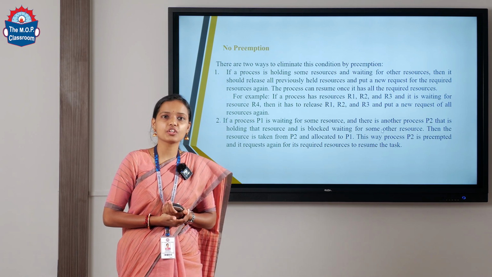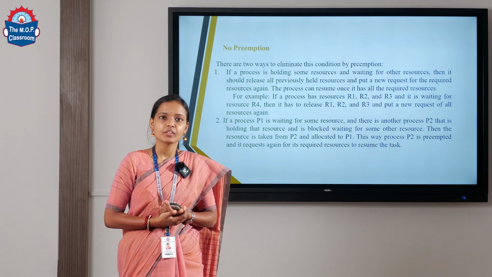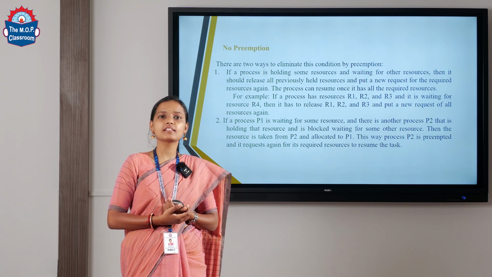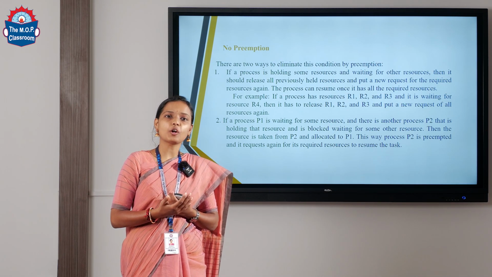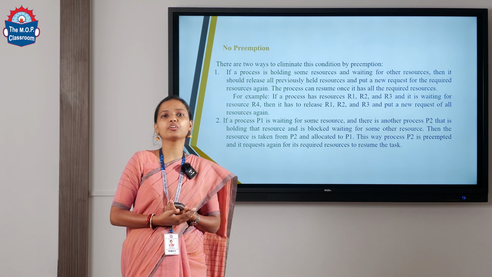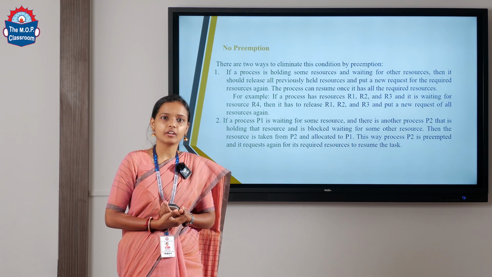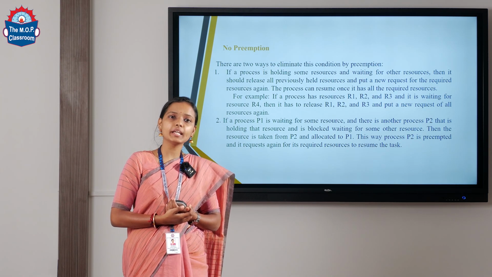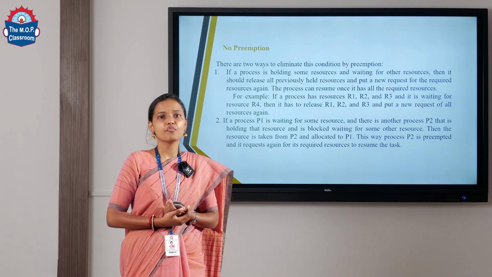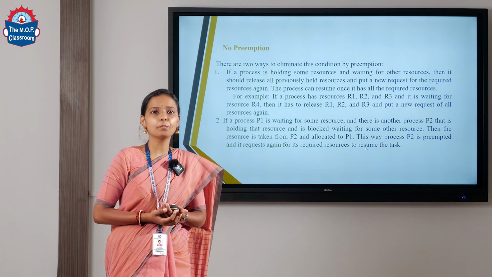So the second approach is we have three different processes, process P1, P2 and P3. Process P1 and P2 are in a waiting state while P3 is executing its task, because the process P1 is waiting for the resource held by P2 and the process P2 is waiting for the resource held by P3. The P3 process is in a running state, right? So what we can do is preempt all the resources held by the process P2 and give it to the process P1 for its execution. This way we can avoid the deadlock situation using the no preemption condition.